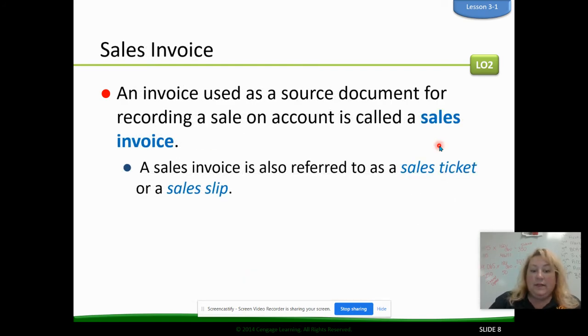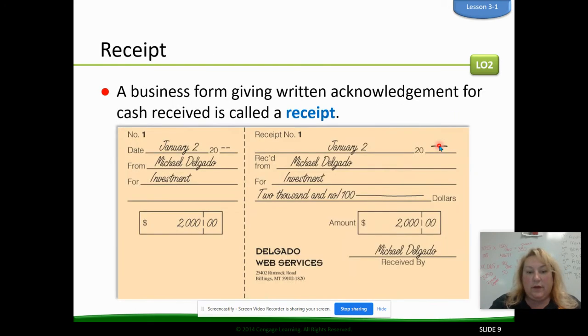So it says a sales invoice is also referred to as a sales ticket or sales slip. We're going to call it a sales invoice for our purposes. Another source document is a receipt. So this is something that is paid with cash, or has been paid, and we have to write a receipt for it.